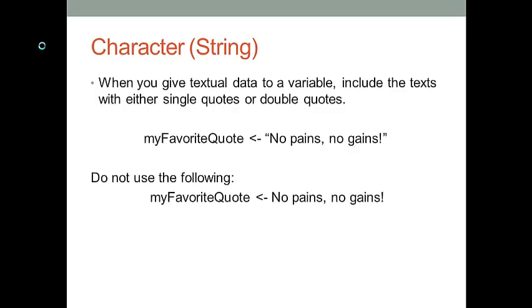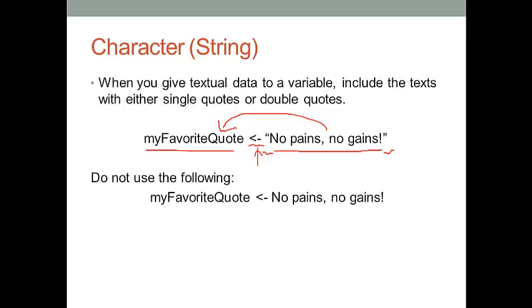This slide shows everyone an example. I created a variable called my favorite quote. And then I want to give the quote "no pains, no gains" as a value to this variable. Notice that I use two double quotes to include the value. What is the purpose of the less than and small dash in the middle? Yes, we want to give the value on the right to the variable on the left.